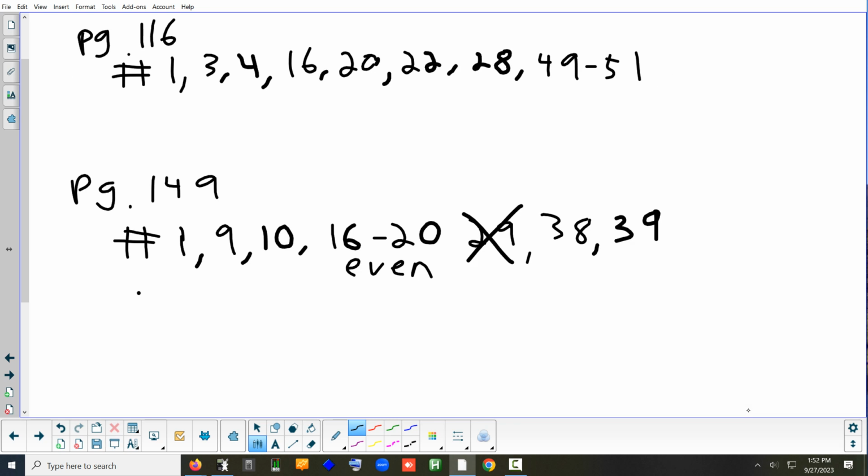All right, so that's the homework. The first page is on the sign patterns, and then the second page is on looking at domain and range of polynomials.